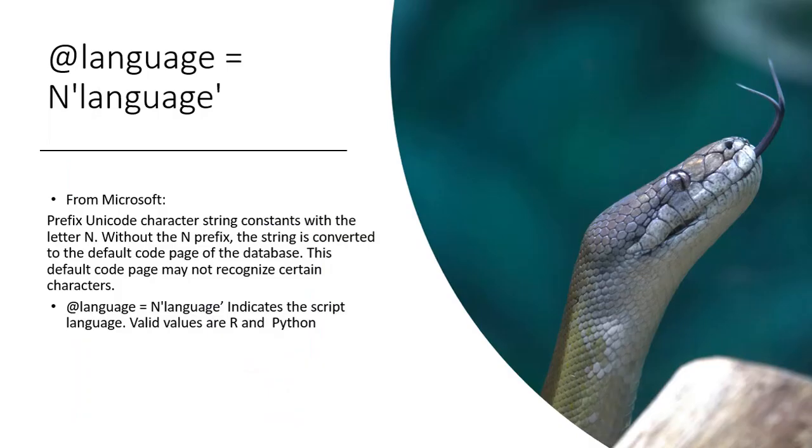So what does the N mean? Well, N means that it's going to be Unicode character string constants. Without N, you're going to get the default code page of the database, which may or may not recognize certain characters. The language is then, in this case, set to Python, but valid values are Python and R.